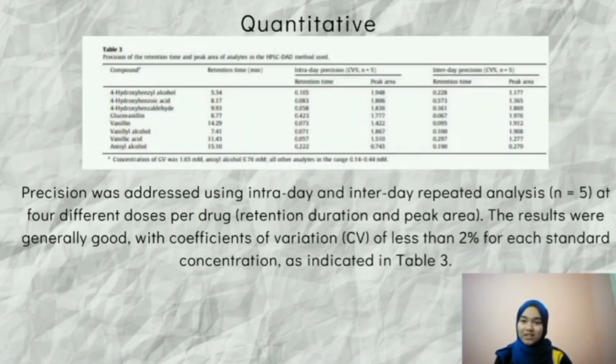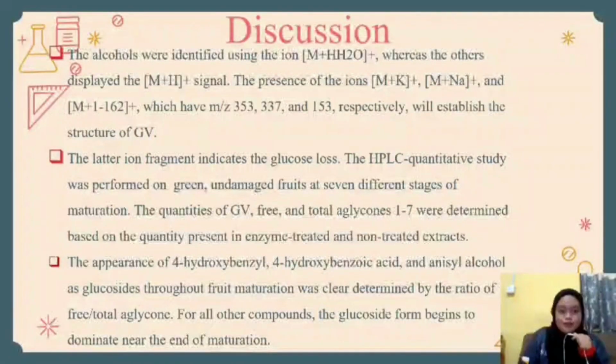This is a quantitative result. Precision was addressed using intraday and interday repeated analysis at 4 different doses per compound, for retention time and peak area. The results were generally good, with coefficients of variation (CV) of less than 2% for each standard concentration, as indicated in Table 3. We will continue with the discussion.